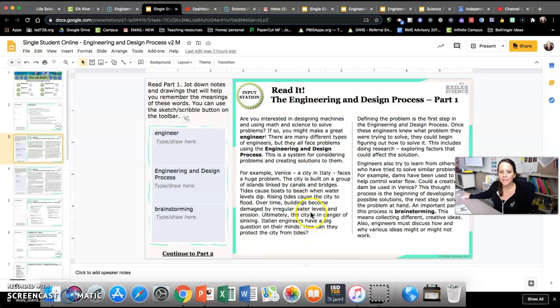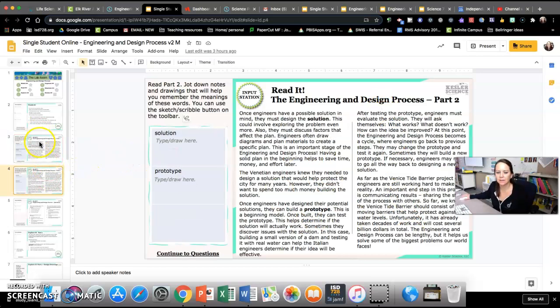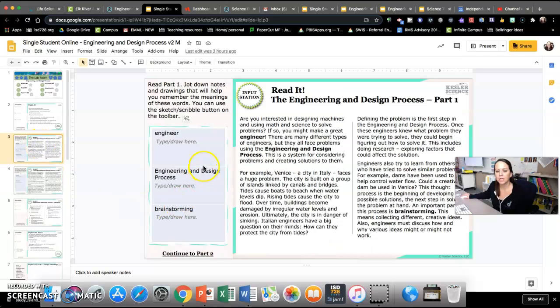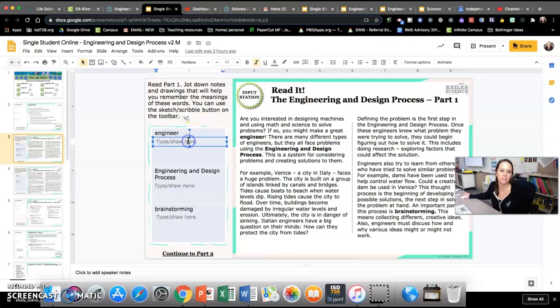So as you are reading through this, and it actually goes on to the next page, there's a couple of pages of it, it says jot down notes or drawings that will help you remember the meanings of these words. You can use the sketch scribble button in the toolbar. That's only on PowerPoint, not on Google Drive, so that doesn't work. So you can just type in there, or if you wanted to insert a drawing, you could do that as well.